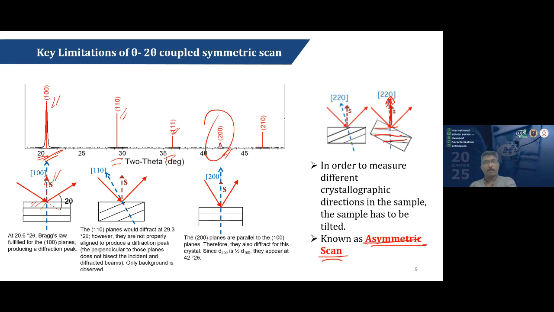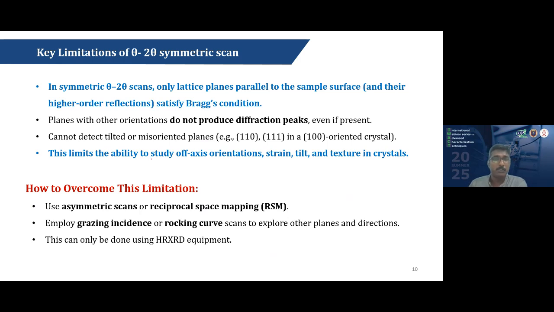So the key limitation of a theta to theta geometry or Bragg-Brentano geometry is that it can only detect those planes which are parallel to the sample surface, and other orientations, that is tilted orientations, do not produce diffraction peaks. They cannot detect tilted or misoriented planes. This limits the ability of the Bragg-Brentano geometry to study off-axis orientation, strained thin films, or tilted thin films. So how can we overcome this limitation?